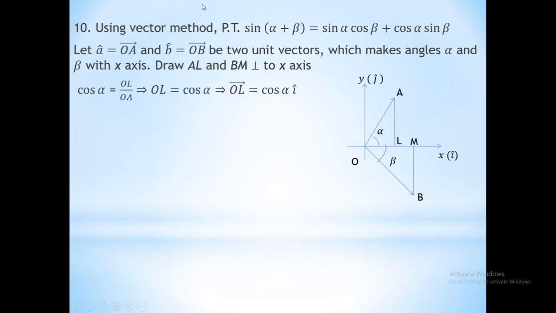Remaining things are the same. So cos alpha, the same thing: OL by OA, which is OL is equal to cos alpha. So you know that when you're taking vector OL, it is along the x-axis. So cos alpha I. Same way cos beta. So cos beta is OM. And OM vector when I take means what? That is also along the x-axis, so I cap is added.